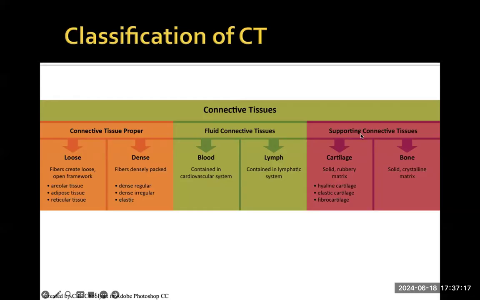And then the last part here is going to be supporting connective tissue. Two different types. One's going to be gel, one's going to be solid. The gel is going to be cartilage. It is solid, but it's very rubbery. So three different types: you have hyaline cartilage, elastic cartilage, and fibrocartilage. Then on the other side of that, we said the solid was going to be bone. You can have bone that's going to be calcified, which basically has a crystal matrix, which means it's hard.